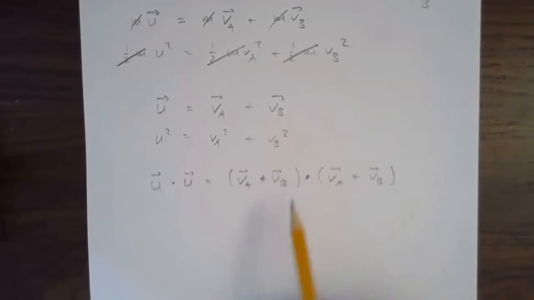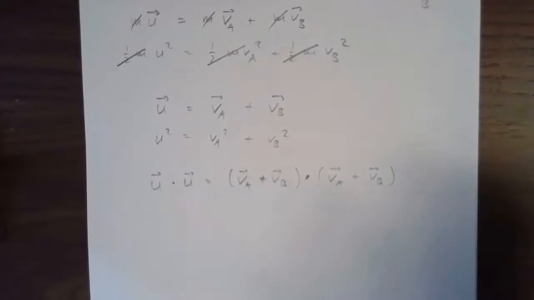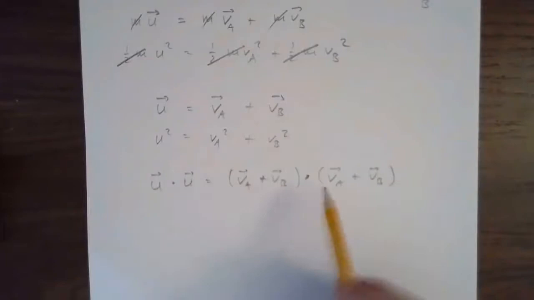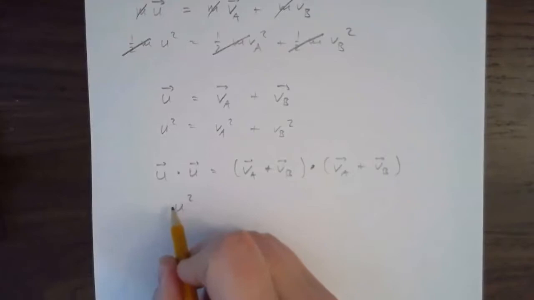So, if this makes sense to you, great. If it doesn't, remember you always have the other method, with the component by component way. Let's keep going with this one though. So this means the left hand side is u squared. Let me write it out actually.